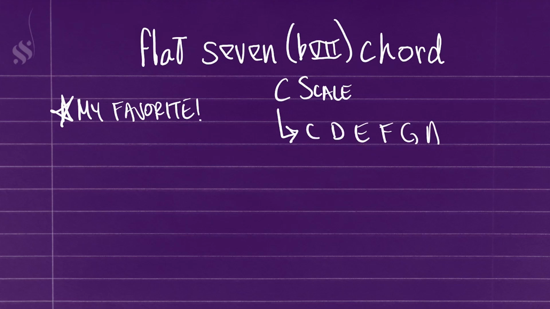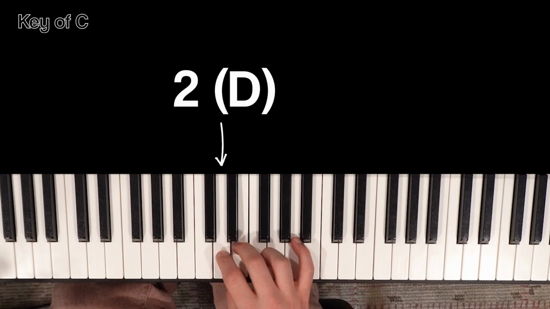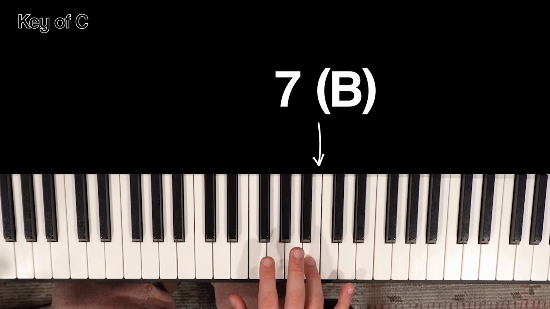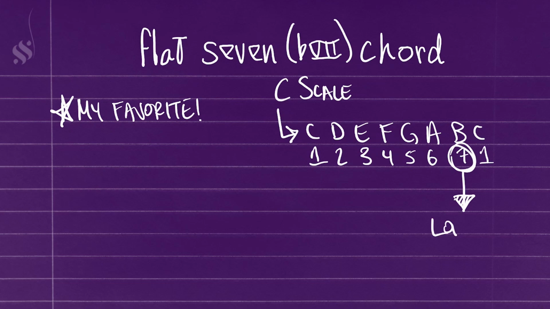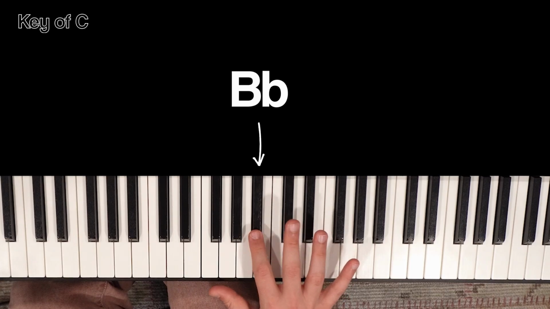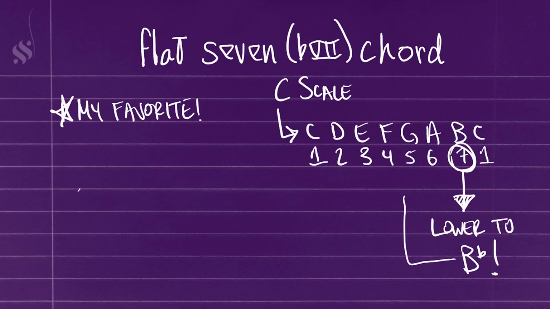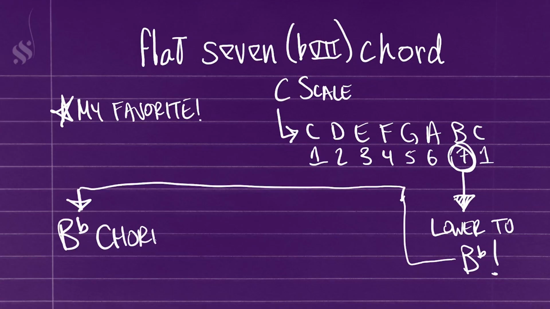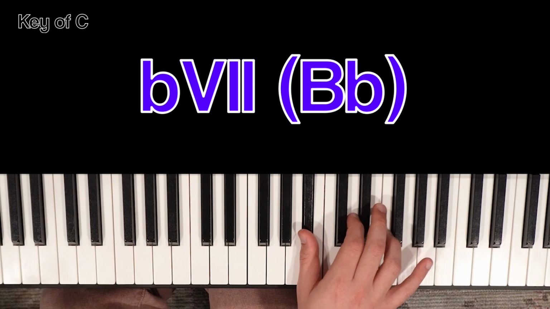To get this chord, you go up to the 7th scale degree in the major scale, which is B in the key of C. And then you lower it by a half step, so B becomes B flat. And then you just play the major chord that starts on that note, so in this case, B flat major.